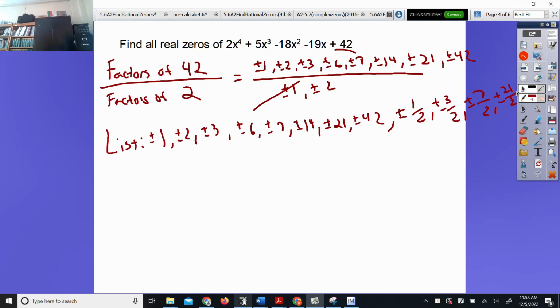Now we get to do a bunch of guessing. We want to guess until we run across what? Zeros. By the way, how many zeros do I need to know? Not 1, not 4. No. Eventually I have to reduce to a quadratic so that I can factor or use the quadratic formula. How many zeros do I need to know? 2.